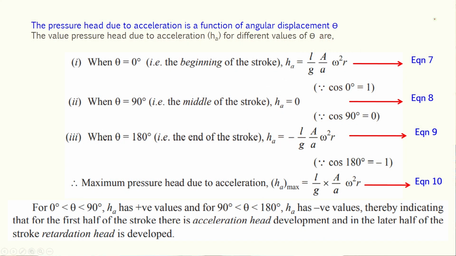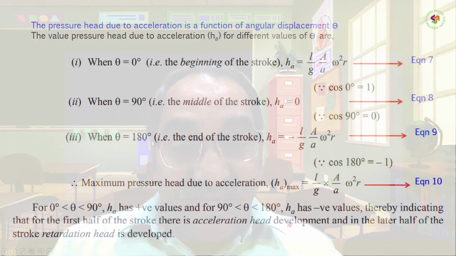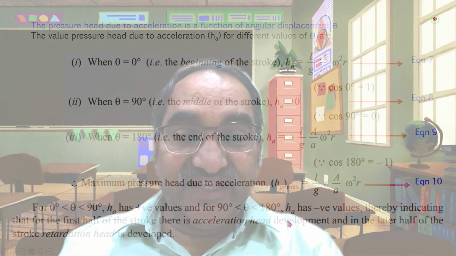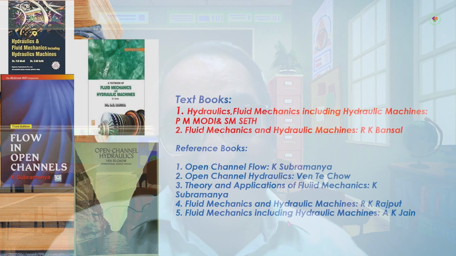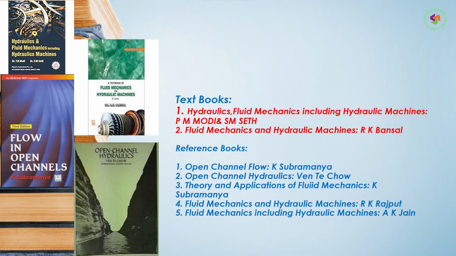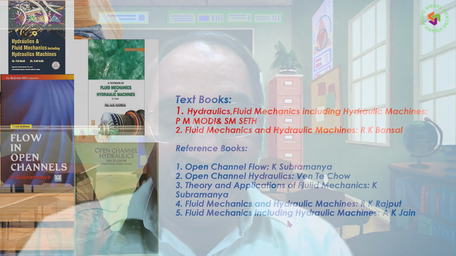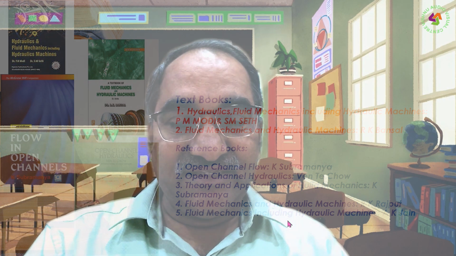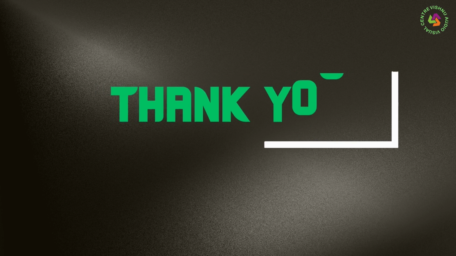What is the effect of acceleration of the piston on the velocity and pressure? At the beginning, the pressure increases in the suction stroke. At the end, the pressure decreases because of the acceleration effect. In the delivery stroke, at the beginning it increases, at the end it decreases. So all this is the point. In the coming classes, we will summarize it and represent it.